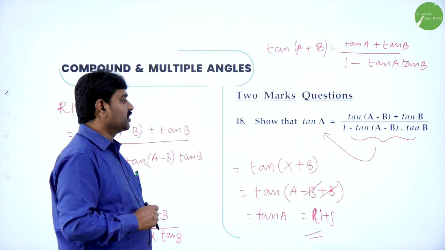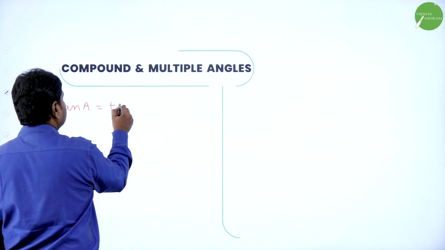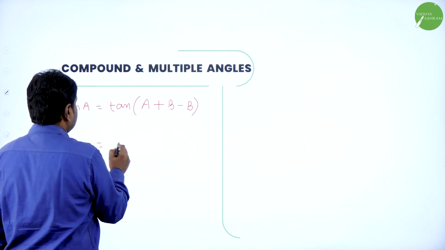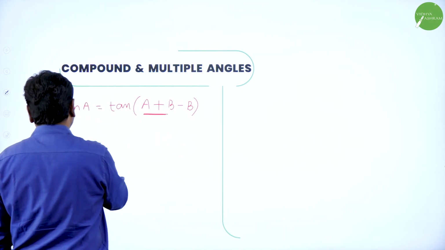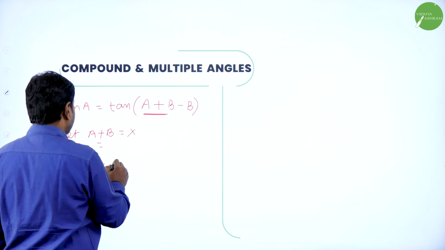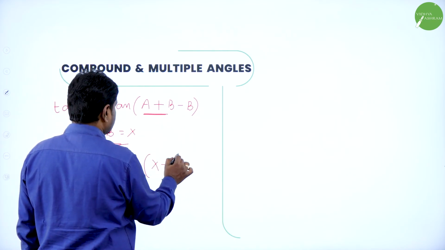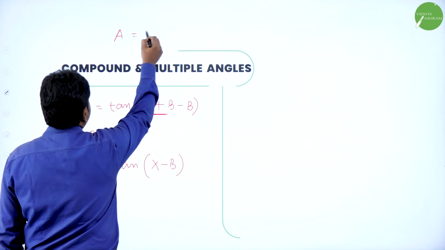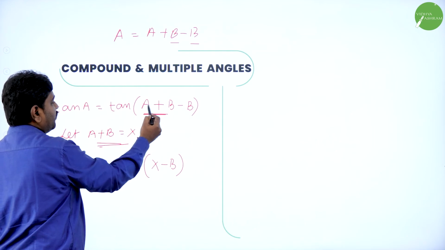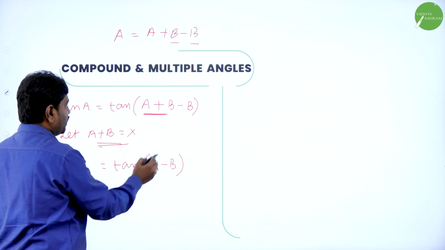Another method is, I'll take tan A as tan A. Can I write tan A as tan of A plus B minus B, adding and subtracting B? Now A plus B, I'll assume as x. Then the problem becomes tan of x minus B. Plus B minus B cancels, it will be A. So I wrote tan A as tan of A plus B minus B. Now this whole term I will take as x, so it is in the form of tan of x minus B.